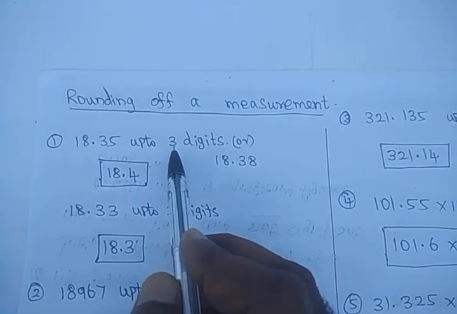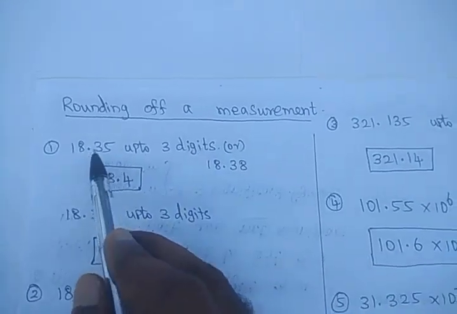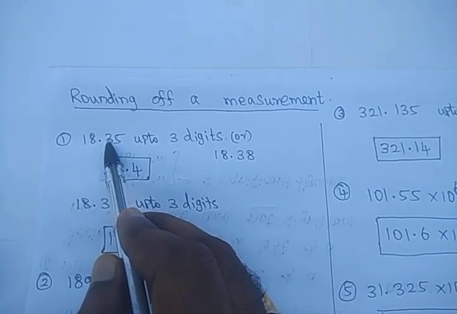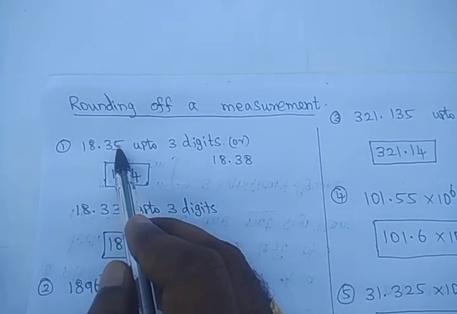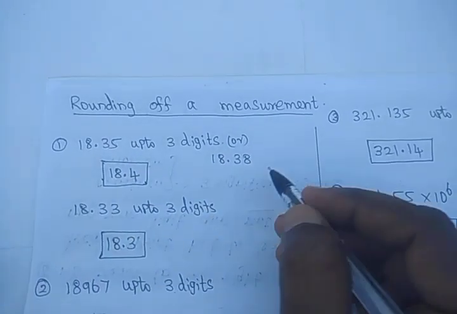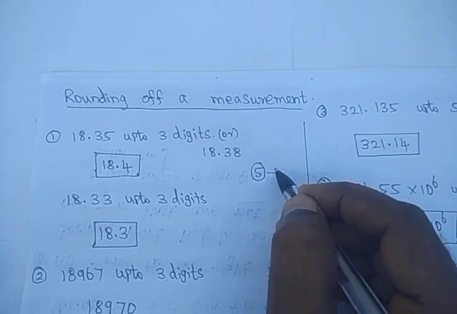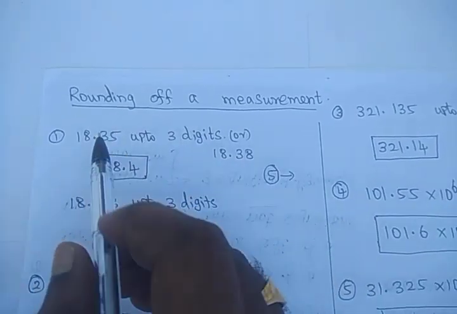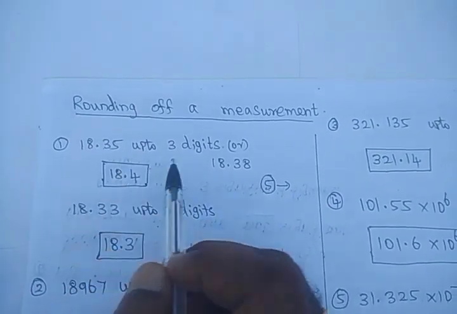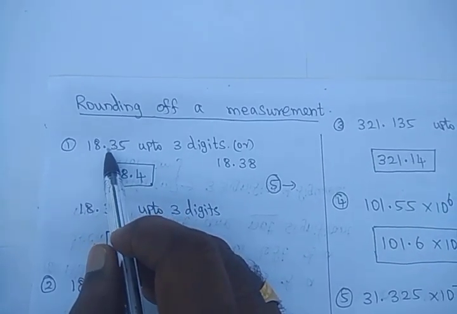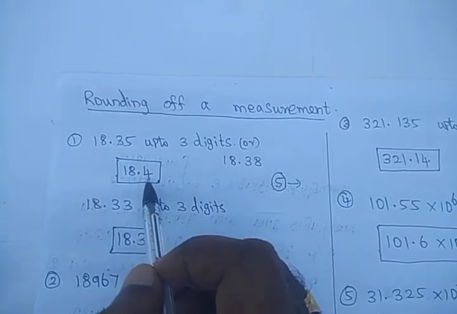We have to round off up to 3 digits. So, 1, 2, 3 digits only we need. How can we write it? You have to see the next digit. If the last digit is 5, we have to increase one number for the preceding digit. So it is a 3, and the next digit is 5, so 3 will become 4.